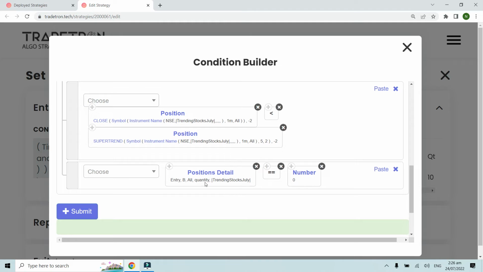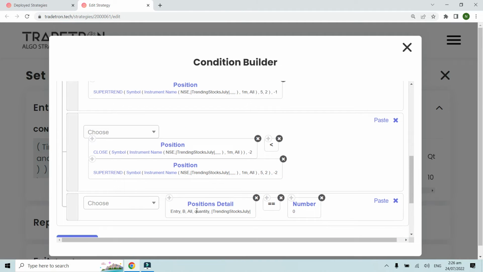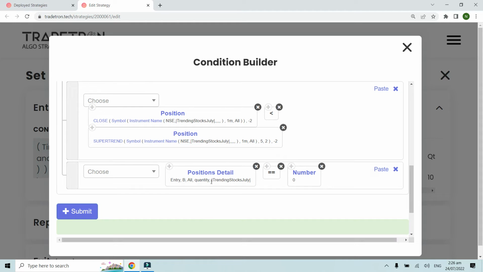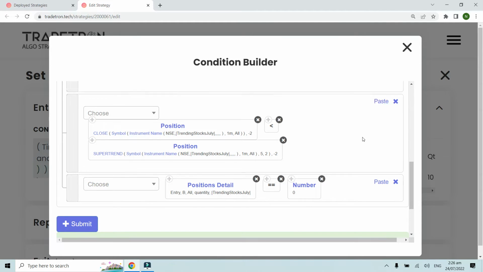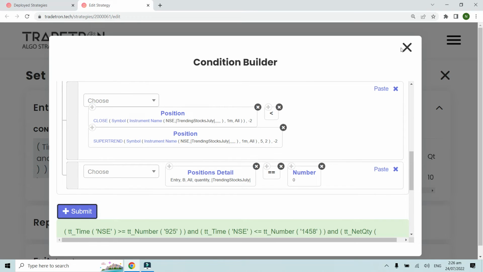So in this case we want one trade on the buy side also and the sell side also. That's the reason why on the buy side we have used entry buy all quantity and the list of stocks is equal to number 0. All right, I hope this is clear.